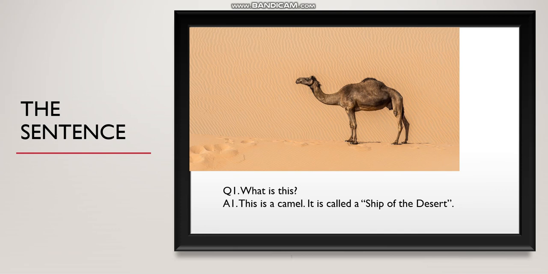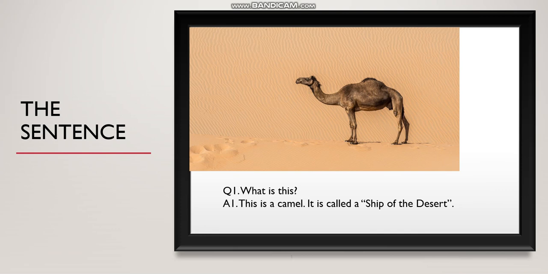Students, can you all identify the given picture? Yes, very good. This is a camel. And what more do you know about it? It is called a ship of the desert. Very good, students. So let us look at the given sentences.